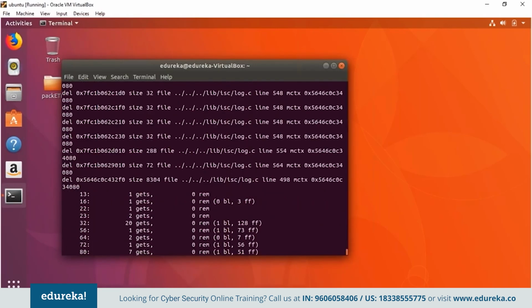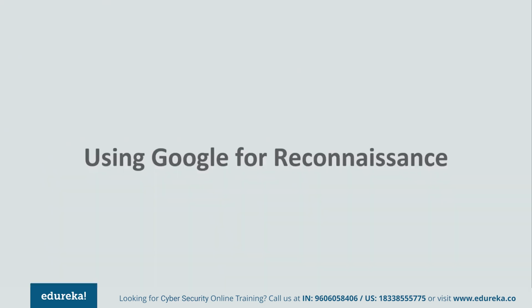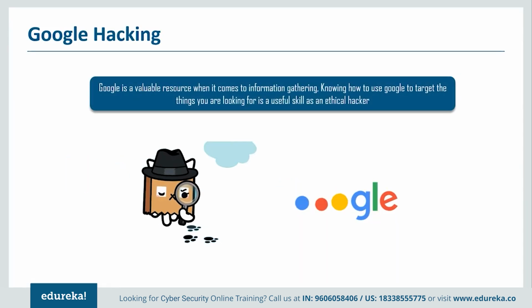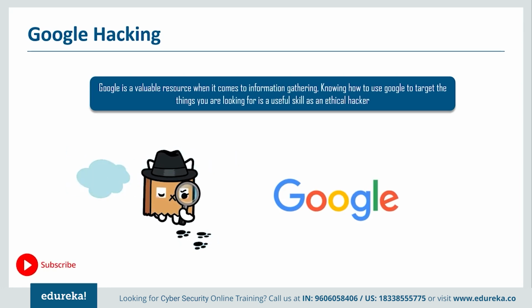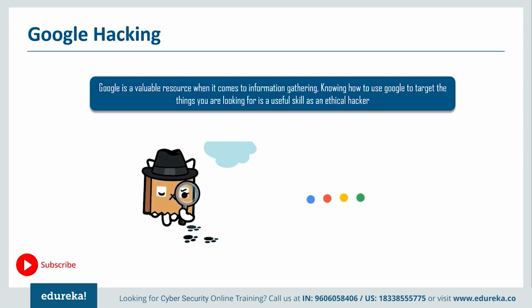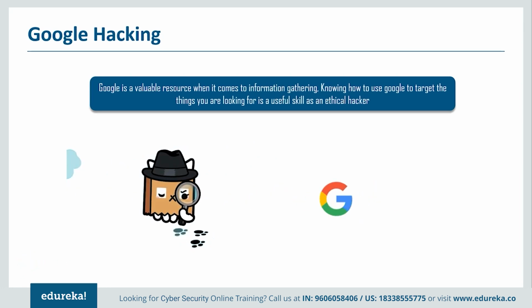Okay, so that was all about finding network ranges. Now moving on, our next topic is using Google for reconnaissance. Some people also call this Google hacking. If you know how to use Google to exactly target and find what you are looking for, Google is an excellent tool for reconnaissance purposes. And today I'm going to show you how you could use Google exactly for your searches.